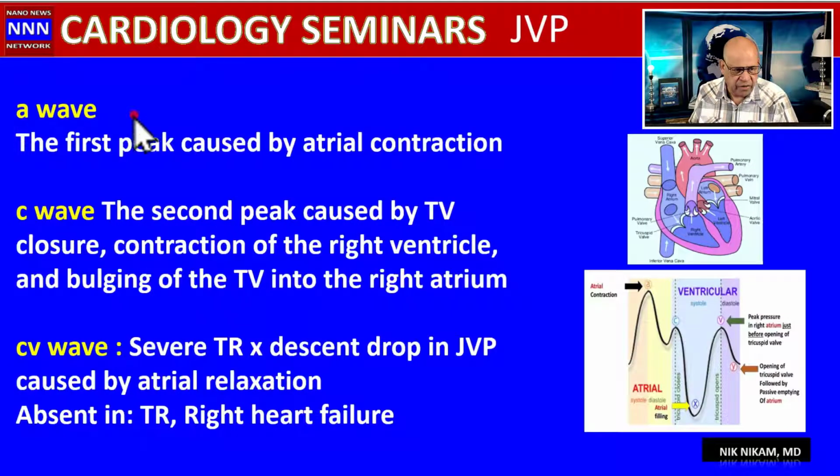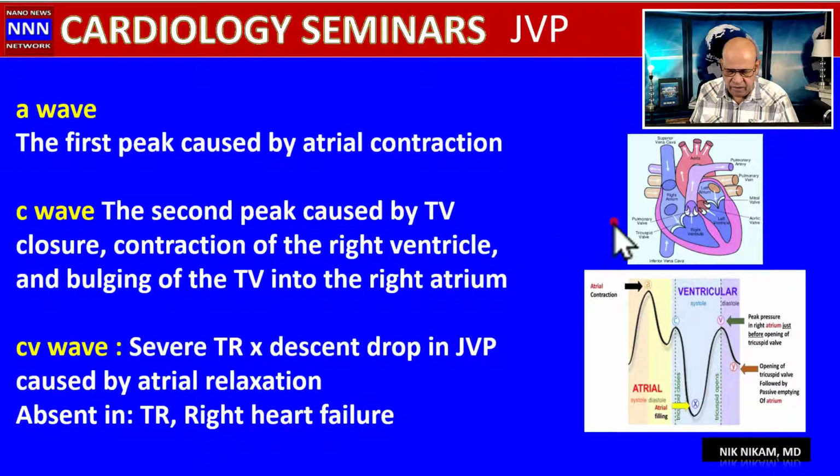sternocleidomastoid muscle. Again, to summarize, A wave is caused by the atrial contraction, and by the same token, when we have atrial fibrillation, we are not going to see the A wave. In conditions where the atrial activity is increased or right atrial pressure is increased, like in patients with tricuspid stenosis or patients with pulmonary hypertension, then we may see significant A waves. The C wave is caused by the closure of the tricuspid valve here during the beginning of the ventricular systole.